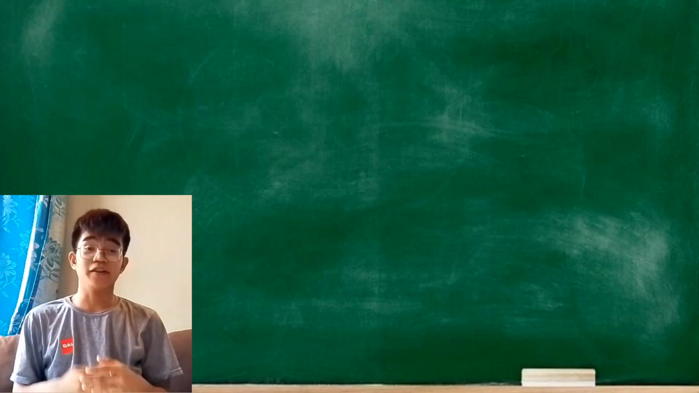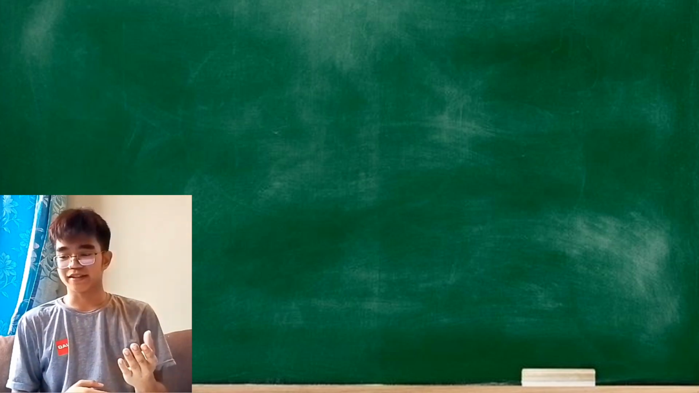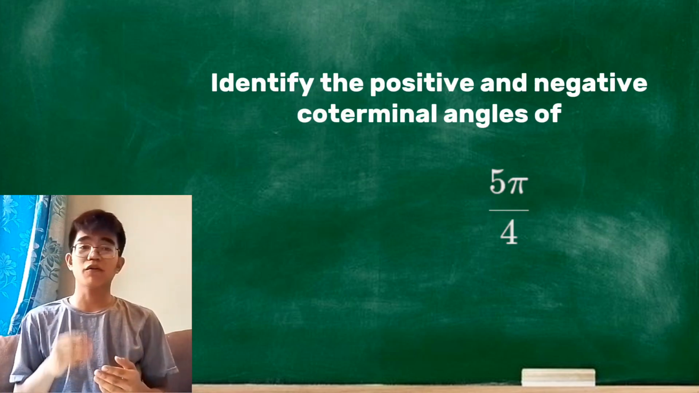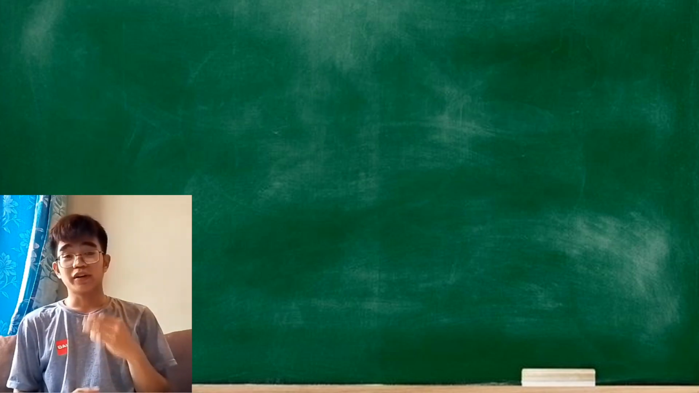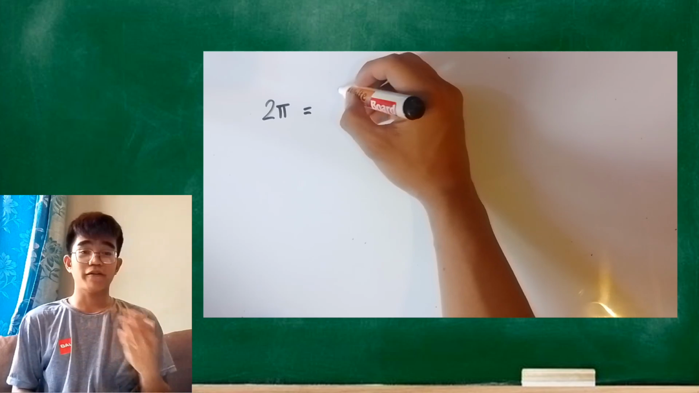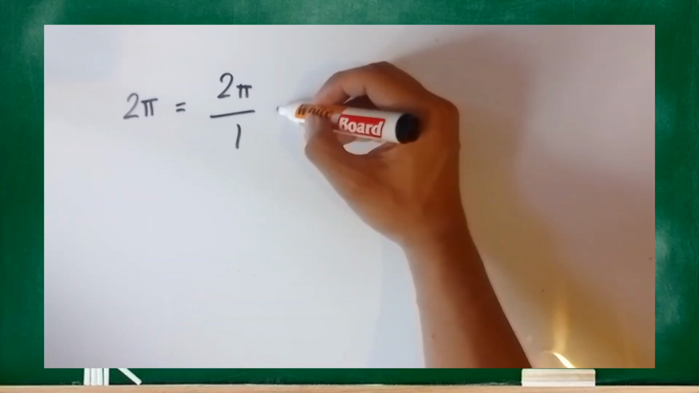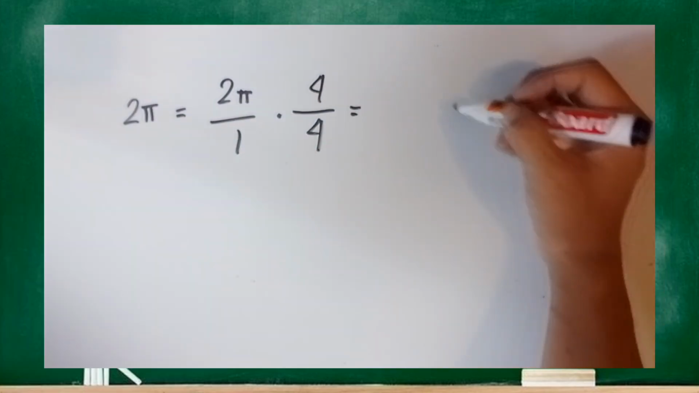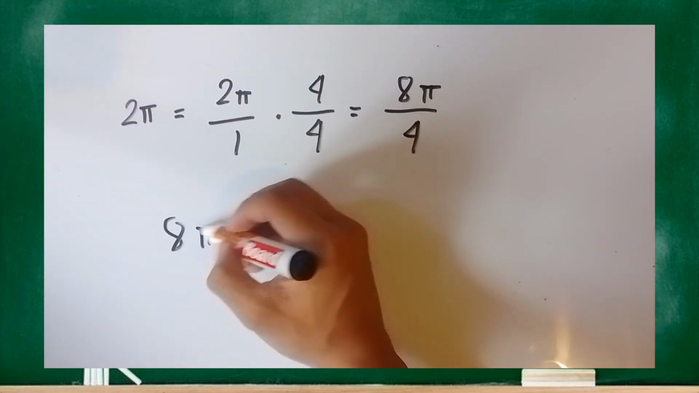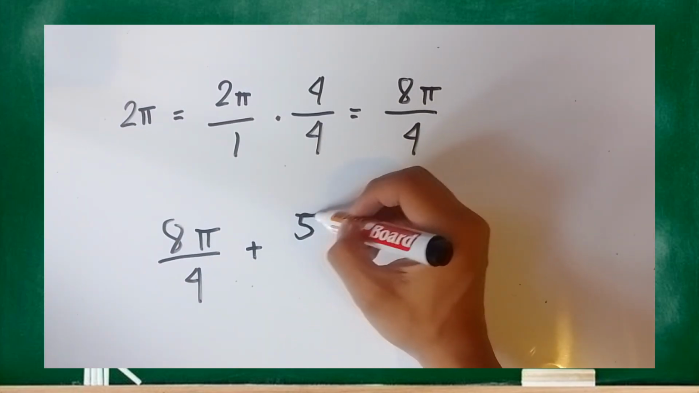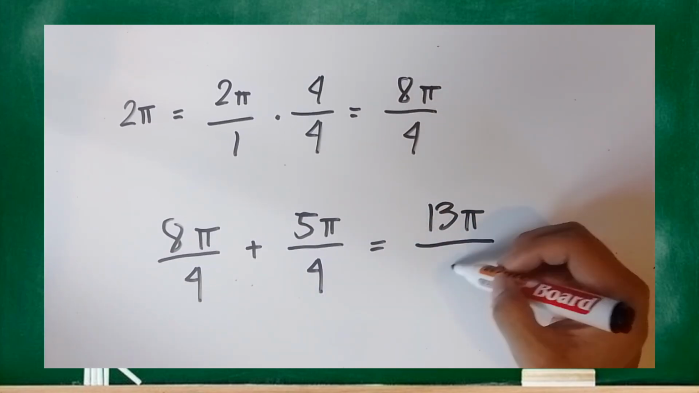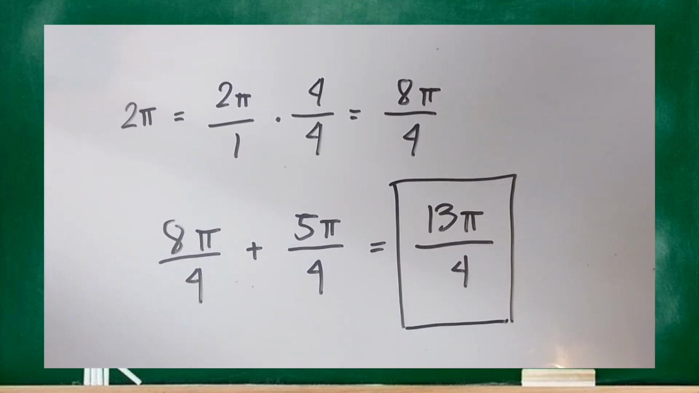But how about in radians? Let's try this. Identify the positive and negative coterminal angles of 5 pi over 4. To get the positive coterminal angle, simply add 2 pi to 5 pi over 4. To add fractions, they must have the same denominator. Since the denominator in 5 pi over 4 is 4, express 2 pi as 8 pi over 4. Since the denominators are the same, add the numerators.